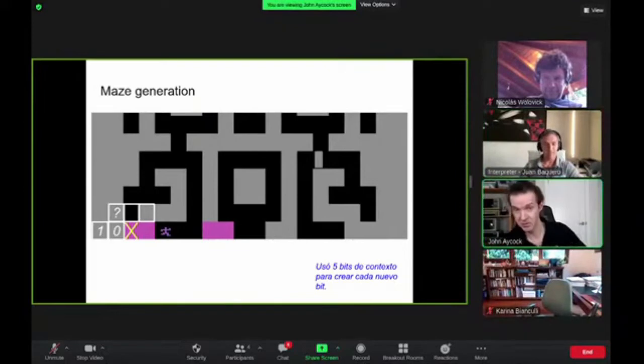Here the context bits are shown in white, and the bit to be generated is the yellow X.